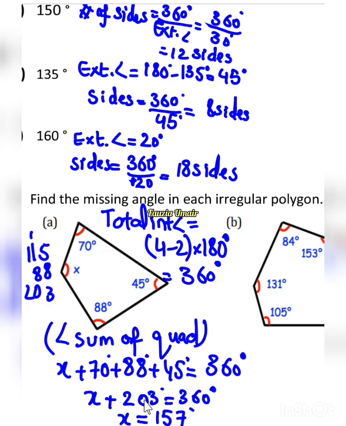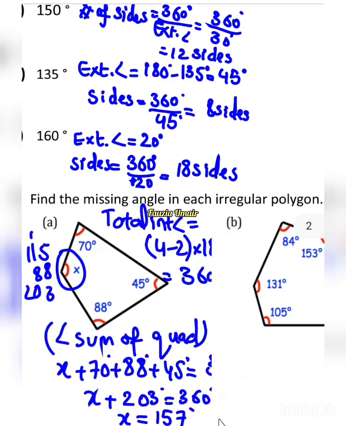So I can quickly recheck, or that's fine. That makes sense because x is an obtuse angle, you can see. So x is equal to 157 is a sensible answer. So moving on to part B.